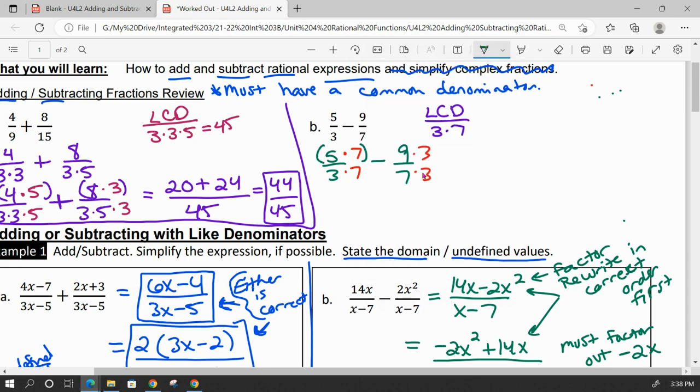Now multiply those numerators and then subtract. So when we multiply 5 times 7, we get 35. When you multiply 9 times 3, we get 27. And then when we subtract, we get 8. Your denominator, 3 times 7, is 21. This cannot be reduced, so that's as far as we can go. Okay, so hopefully you enjoyed that review of basic fractions and how to add and subtract them.